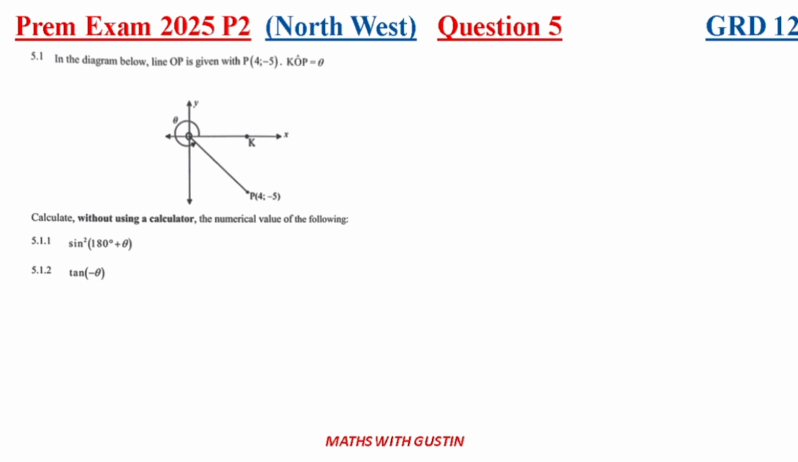It said in the diagram below, line OP is given, and you are given a point P, which is (4; -5). So this is going to give us a line there, and then they give us our angle there. They said, calculate without the use of a calculator the numerical value of the following. Knowing very well, guys, with this one you're also going to need a diagram.